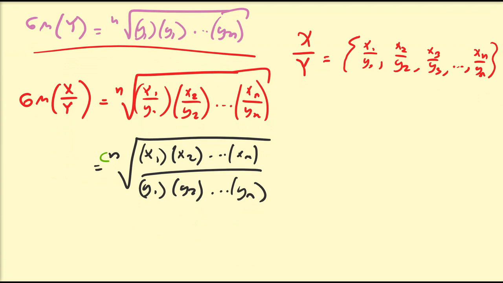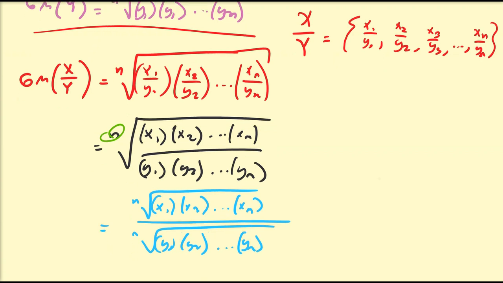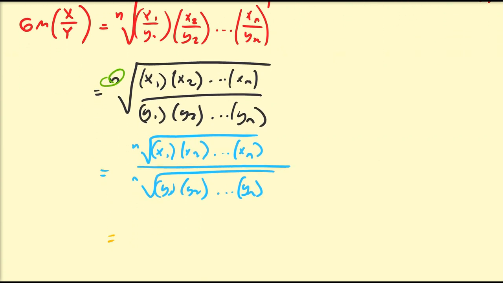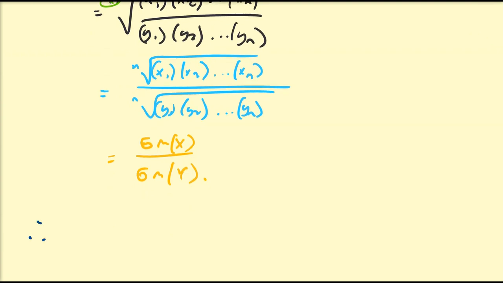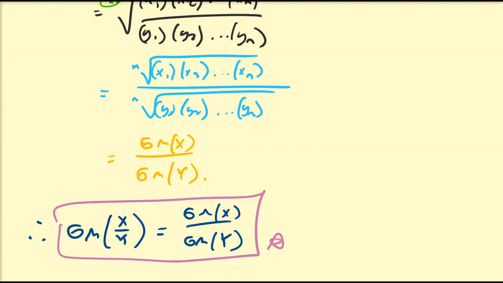By properties of indices for radicals and also exponents, we can rewrite this expression as the nth root of x1 times x2 all the way down to xn, all over the nth root of y1 times y2 all the way down to yn. So the numerator is precisely the definition of the geometric mean of x, and the bottom is precisely the geometric mean of y. Therefore, the geometric mean of the quotient of entries is equal to the quotient of the geometric means. And one can find that this is a very unique property for the geometric mean.